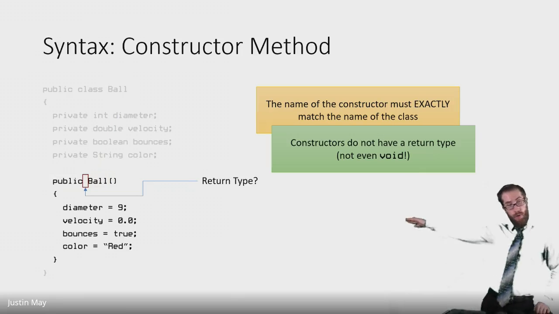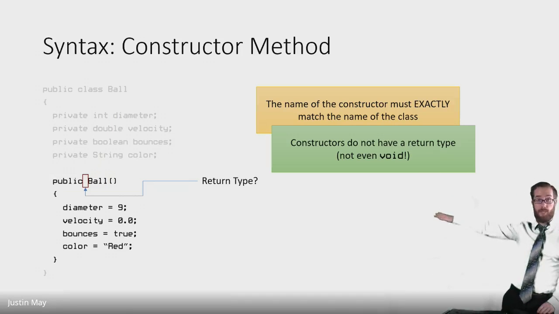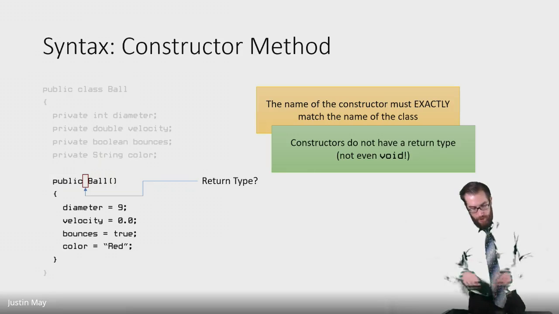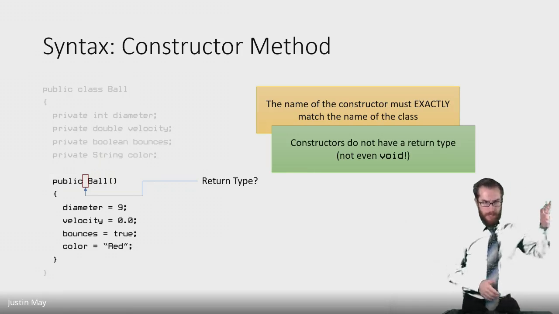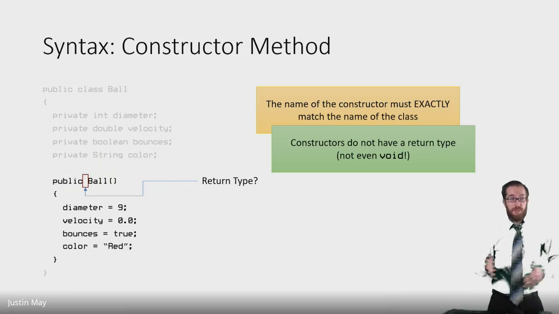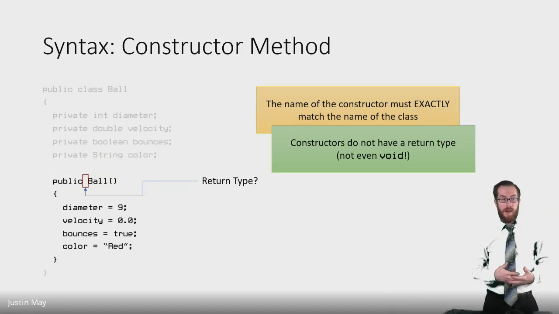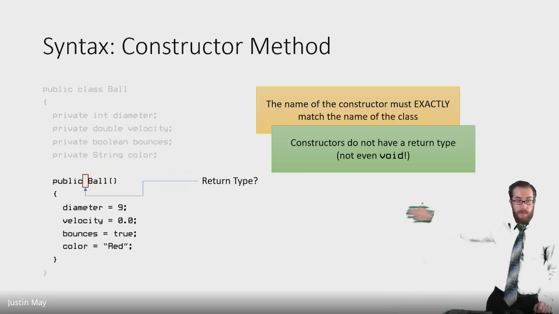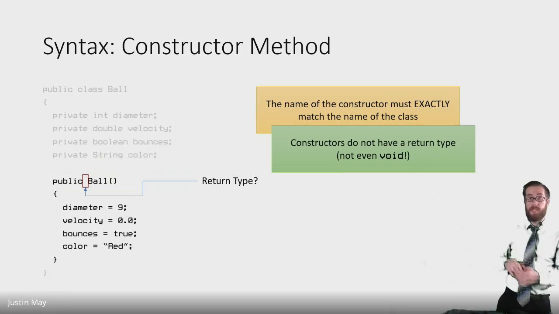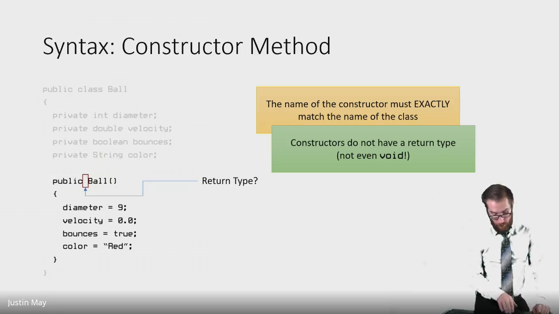There's no return type for a constructor. And this is a common mistake. Sometimes you'll make a constructor and say public void Ball. You remember it doesn't return anything, but it's not even void. You just don't write anything where the return type would go. So the constructor is just public, name of the class, parentheses, your parameter list. It does have one of those.